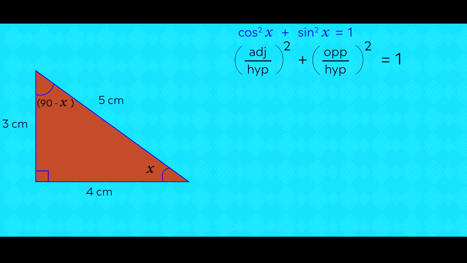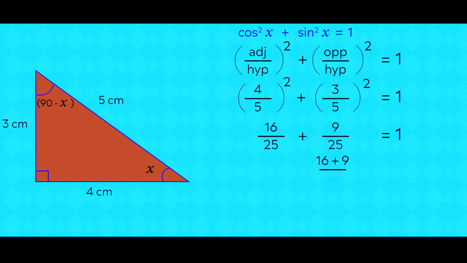From the diagram, since we already know the adjacent side length is 4 centimeters and the hypotenuse is 5, we substitute adjacent over hypotenuse by 4 over 5. We also know the opposite side length and hypotenuse. So we substitute the opposite side length by 3 and hypotenuse by 5. Upon simplification, we get 16 over 25 plus 9 over 25, that equals 1. Further simplifying, in the left-hand side, we get 25 over 25, that equals 1. And thus, left-hand side equals right-hand side.